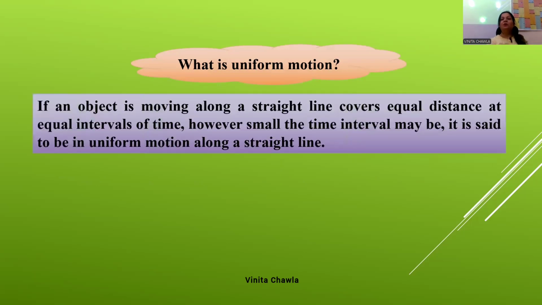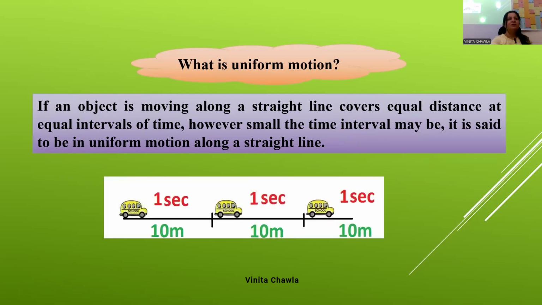If an object is moving along a straight line, covers equal distances in equal intervals of time, however small these intervals may be, it is said to be in uniform motion along a straight line. So for this, we have considered a situation where the car is covering a distance of 10 meters in every 1 second. Okay. So after 1 second, car covers a distance of 10 meters.